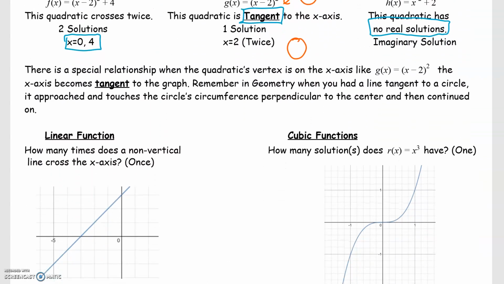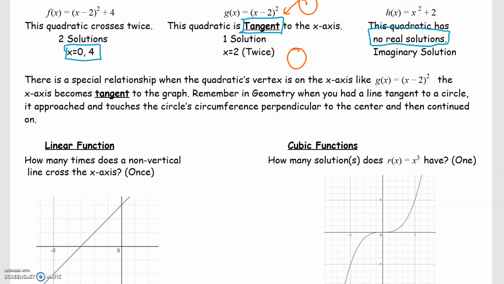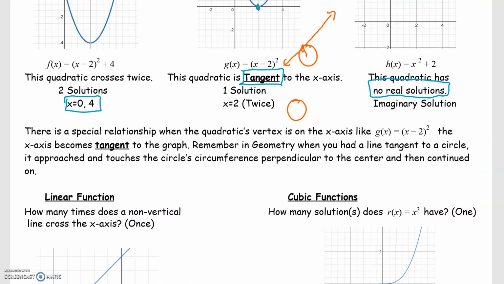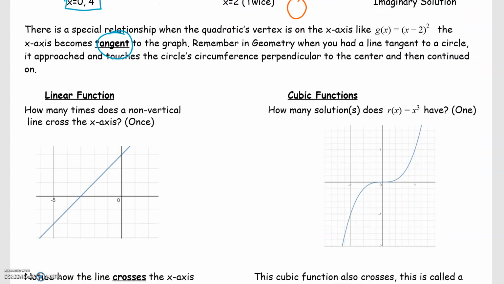Now, so it kind of explains the special relationship between the quadratic's vertex and the x-axis, okay, and that's when it's tangent. And that's going to be a vocabulary word we're going to use with polynomials. Okay, so whenever you see a factored equation squared, that's going to be tangent to the graph, and that relationship is also going to happen in polynomials.